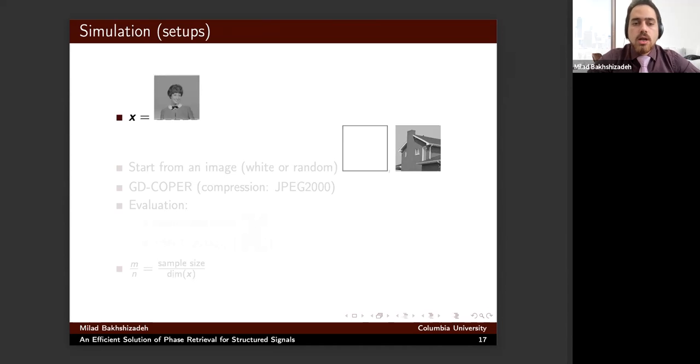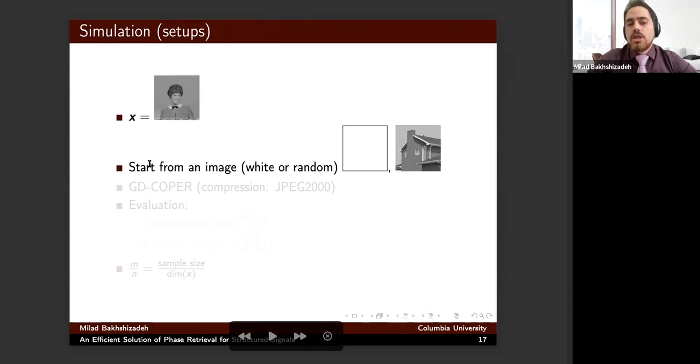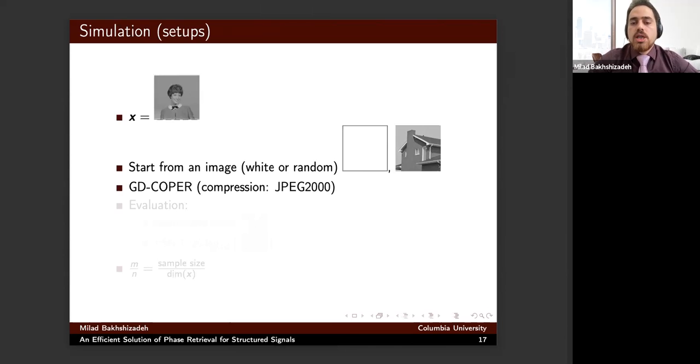So the simulation we ran was on natural images. So the signal of interest is an image. We start GD-COPER from a completely white image, or any random image irrelevant to our signal, which we don't know. And we run GD-COPER using JPEG 2000 as our compression method.